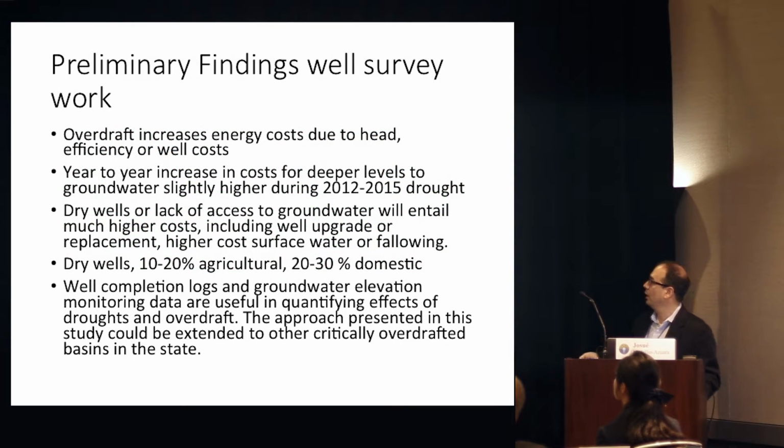So some preliminary findings: overdraft increases these energy costs and also decreases efficiency in wells, and we also have some cost for reestablishing those wells, either maintenance, getting it deeper, or replacing them. So that's several tiers of cost. Year-to-year increase is relatively small, but the big cost comes if we lose a well, if that well goes dry. So 10 to 20% of the wells lost are agricultural, 20 to 30% are domestic.